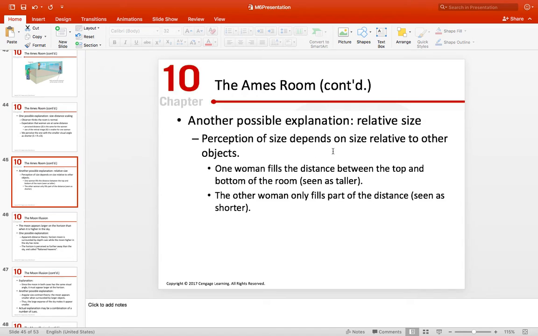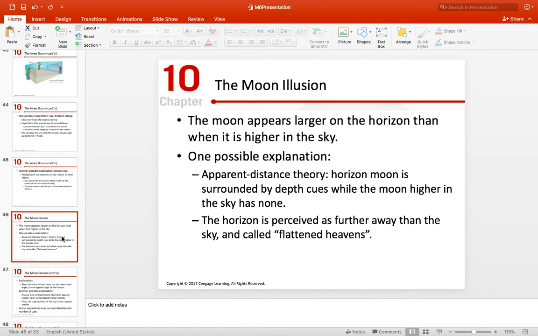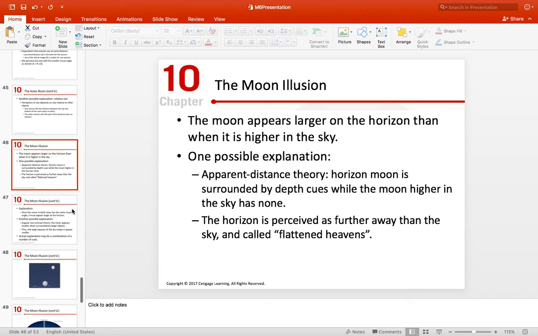There's relative size. Once again, this is more of a memory effect. We kind of know how big people are, and that can be used to trick us in this particular case. Also, I have another great video online about the moon illusion, so be aware of that one.